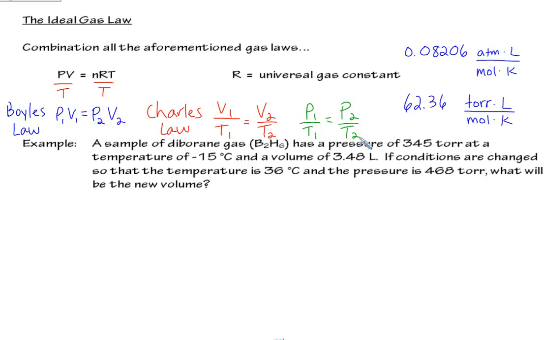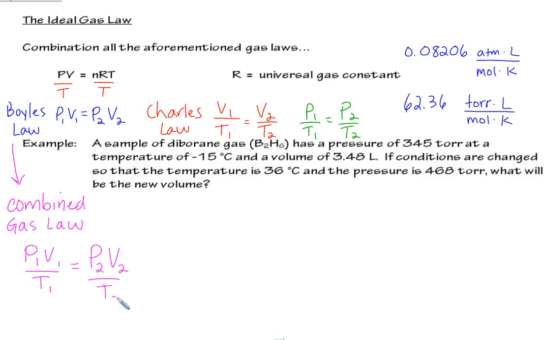And for kicks, I'll mention this. Sometimes you'll see this in first year chem. It's called the combined gas law. I'll write it down here. Combined gas law. Sometimes they'll use this, and it really is just P1V1 over T1 equals P2V2 over T2.